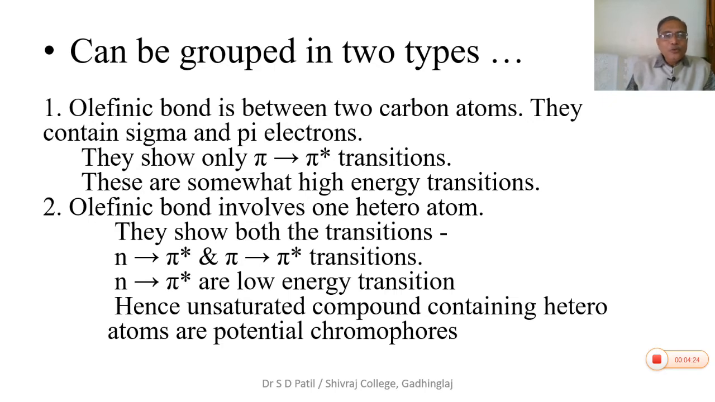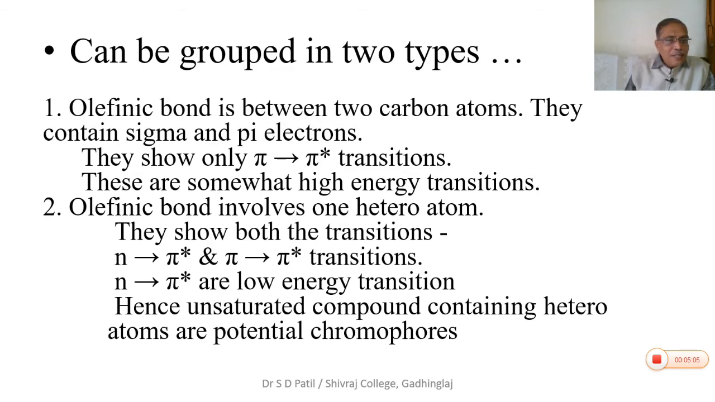Whenever you are asked, you must be able to define chromophore and give a suitable example. These are the examples given in the table. Chromophores can be grouped into two types. Number one, an olefinic bond is present between two carbon atoms. They contain obviously sigma and pi electrons. So sigma and pi electron containing compounds show prominently pi to pi star transitions. These are somewhat high energy transitions. The second type of chromophore involves an olefinic bond and one heteroatom. They show both the transitions, that is n to pi star and pi to pi star transitions.